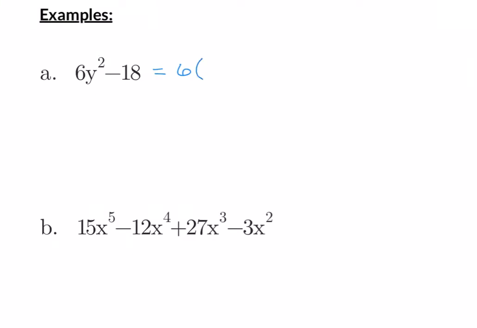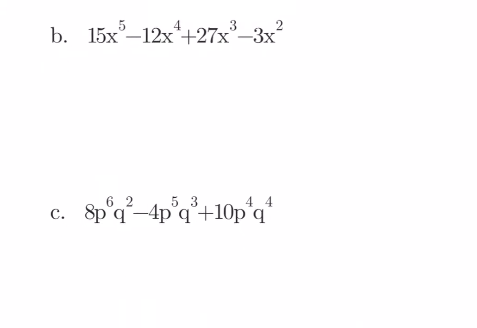I'm going to write it outside a set of parentheses. And now I want to divide each term by 6. So 6y squared, if I divide by 6, I am left with y squared. Minus 18 divided by 6 is 3. And you're done. If you distribute, you will find that you get the original problem back, and that's the goal. All right, let's look at example B.